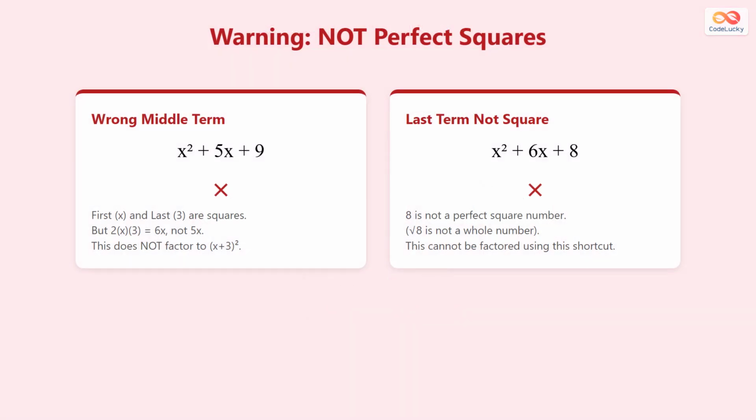Be careful with imposters. Look at x squared plus 5x plus 9. The first and last terms are squares, but the middle term is 5, not 6. This is not a perfect square. Also, if the last term is not a square, like in x squared plus 6x plus 8, this shortcut does not apply.